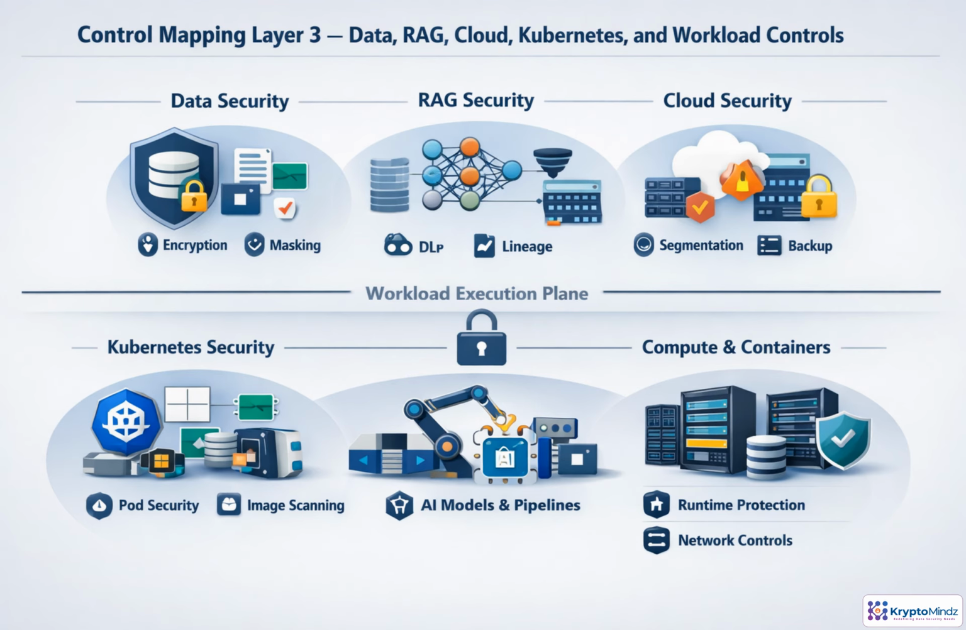Layer 3 is where AI security becomes operational. The goal is to protect both what the system uses and where it runs. Data controls cover classification, encryption, masking, retention, lineage, and leakage prevention. RAG needs extra care because retrieval must respect source permissions, protect embeddings, isolate vector stores, and log access. Cloud, Kubernetes, and container controls harden the execution plane with segmentation, private access, image scanning, admission control, runtime detection, backups, and secure egress.